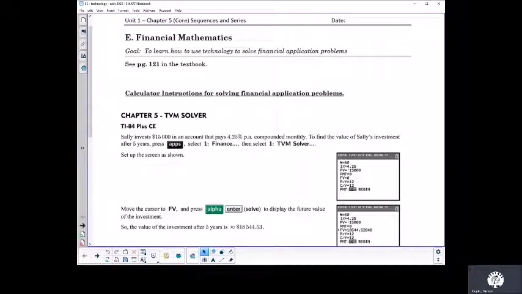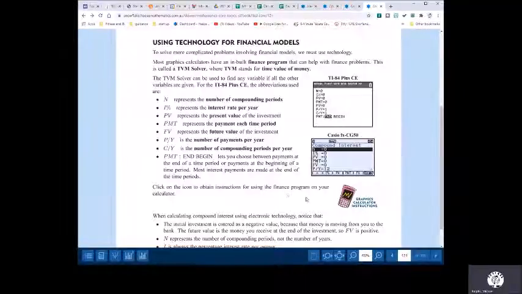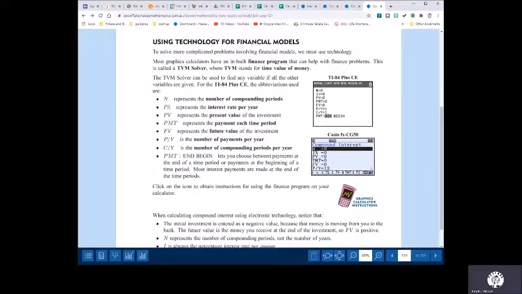We're going to take a look at page 121 in the textbook first. So I'll hop over there now and show you what the textbook says. We're on page 121, and if we're using technology for financial models, what we're going to be using in the TI-84 is the TVM Solver, and TVM stands for time value of money.